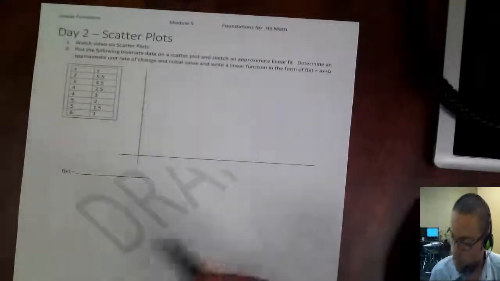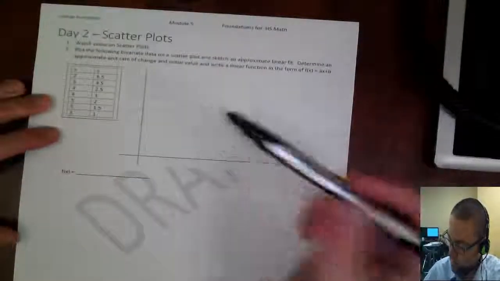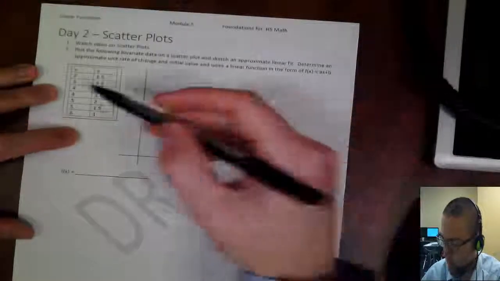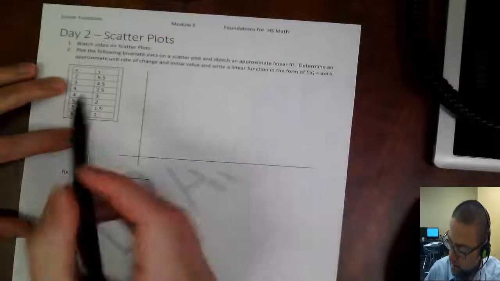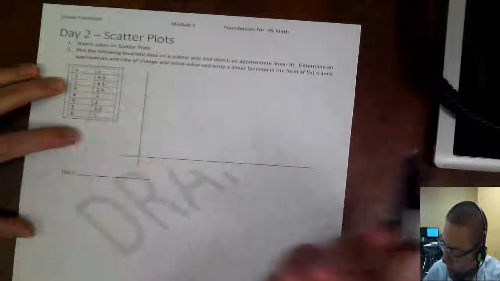Hello everybody, we're going to talk about scatter plots now. Scatter plots, again, are just plotting of the points of bivariate data. And here are my points in x and y.